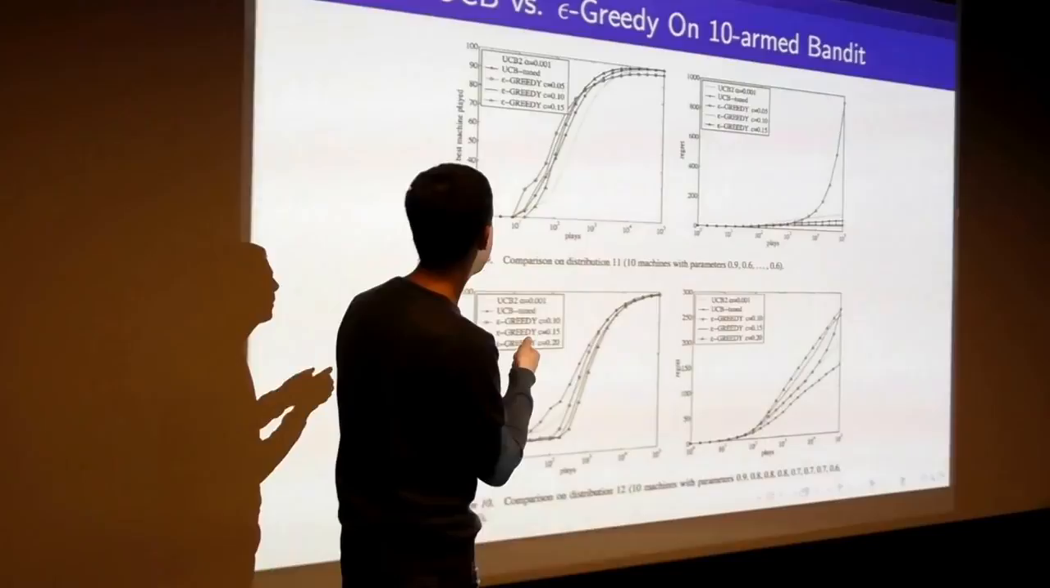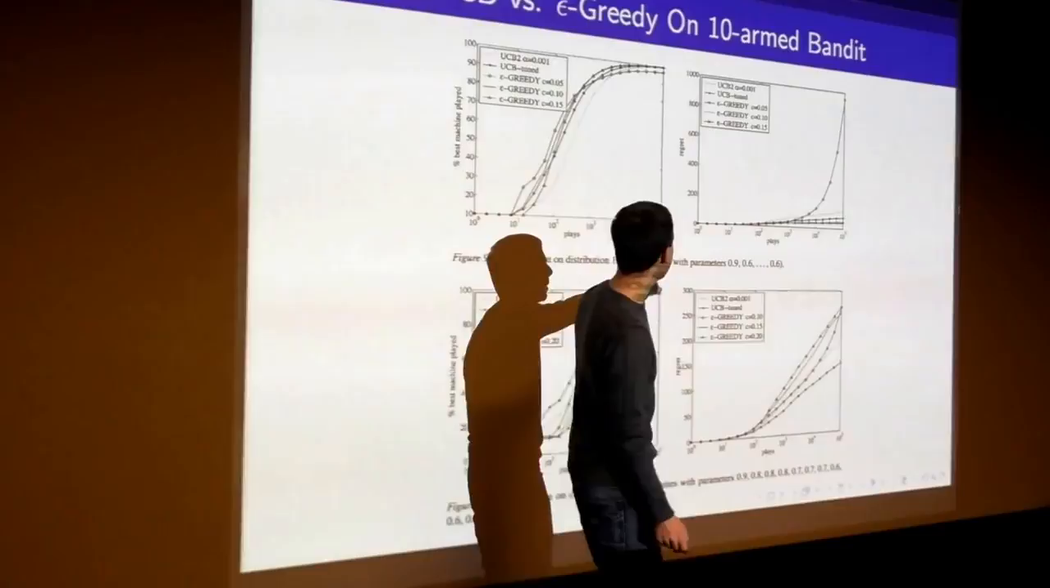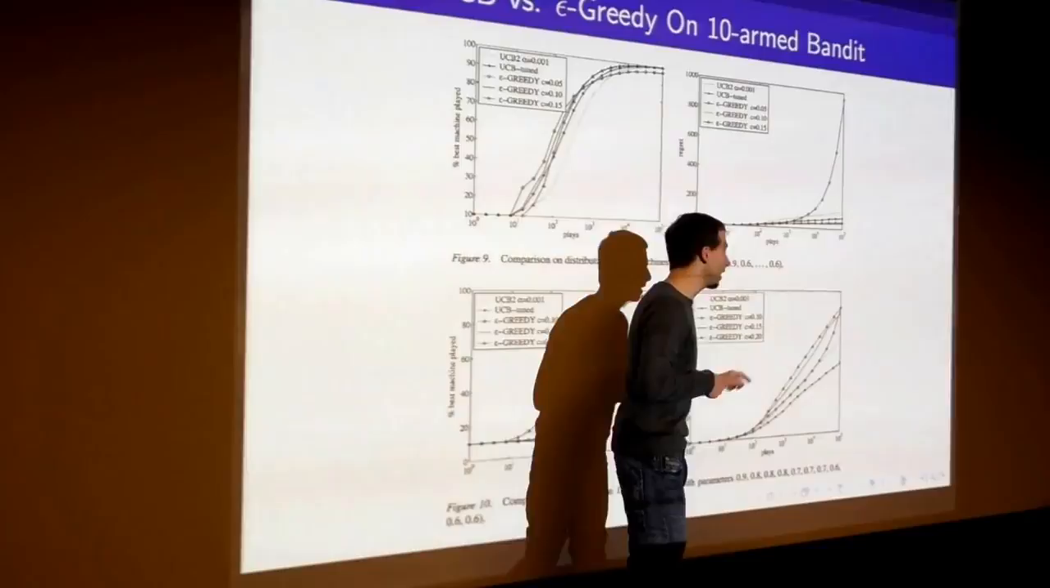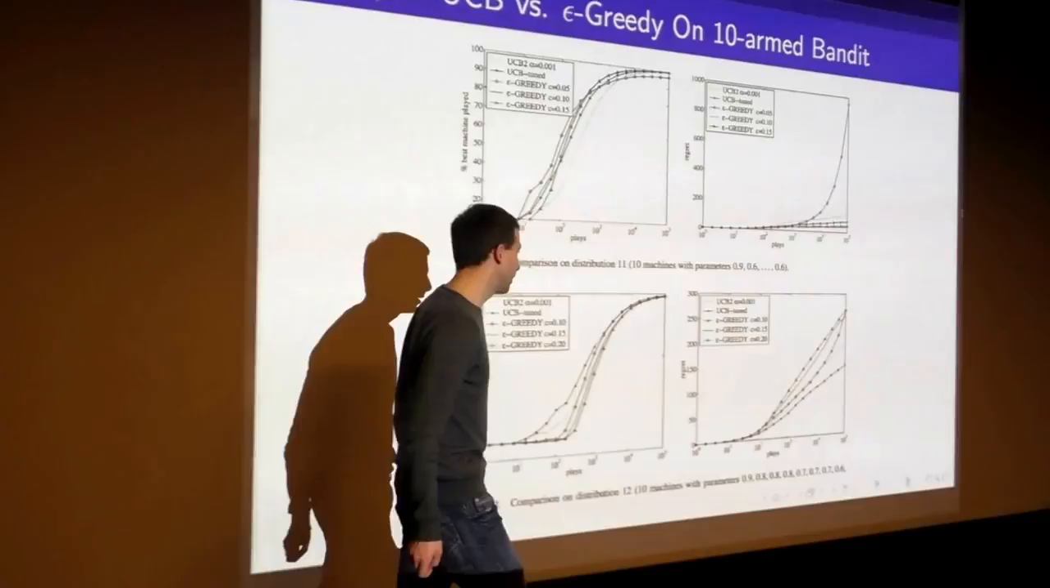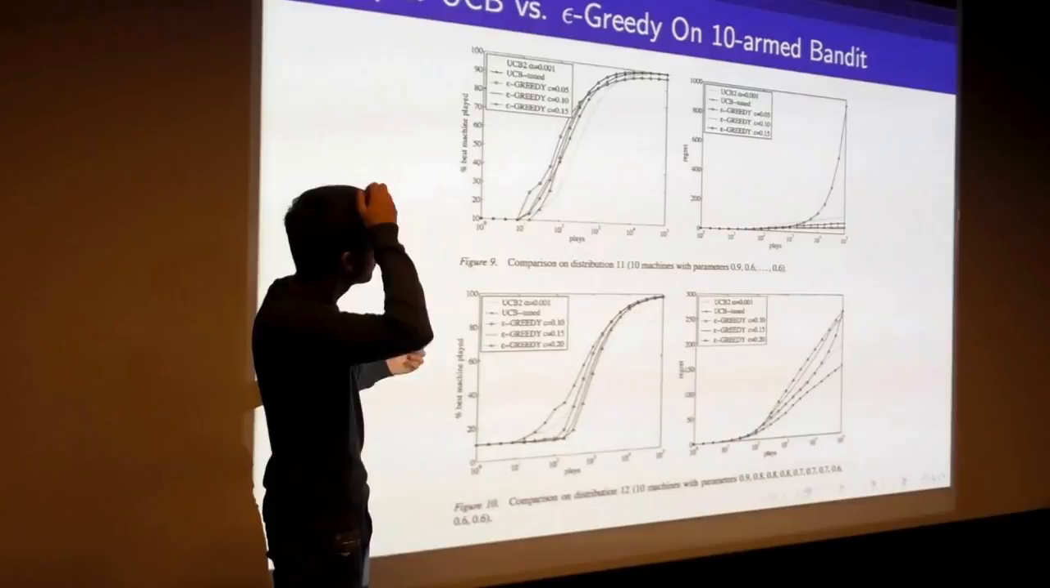So this is like 10 machines which have parameters where one of them pays out 90% of the time, and all the others pay out 60% of the time. And here we've got one of them pays out 90% of the time, three of them pay out 80% of the time, three of them pay out 70% of the time, and so forth. So it's like different types of distribution, and the question is how well do these algorithms do?